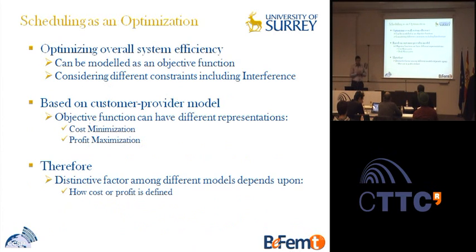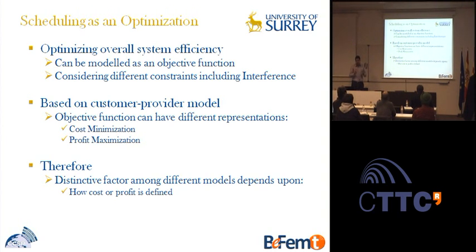So considering this model, now we can see the scheduling as an optimization problem. Generally, our objective in this model, as we talked about it, if we want to see both customers' and providers' demands and expectations, we need to have an overall system efficiency definition, which can be modeled as an objective function. And this objective function would be subject to different constraints that come into our problem based on the required quality of service, power requirement, interference requirement, and all different issues.